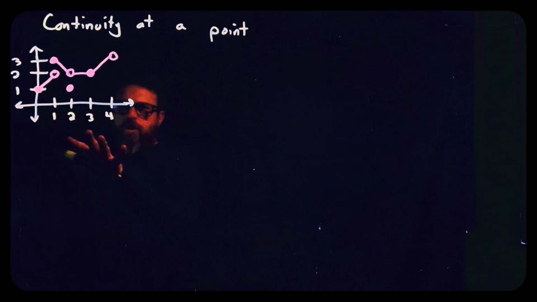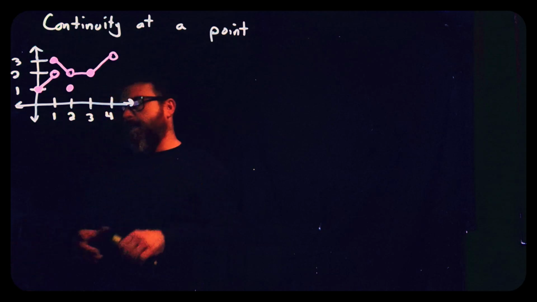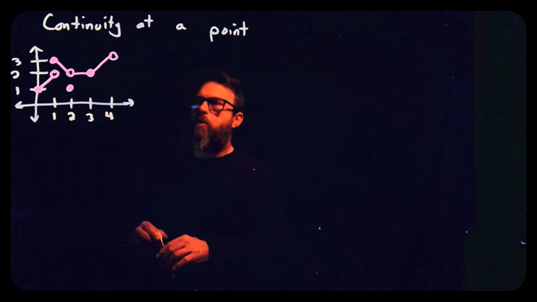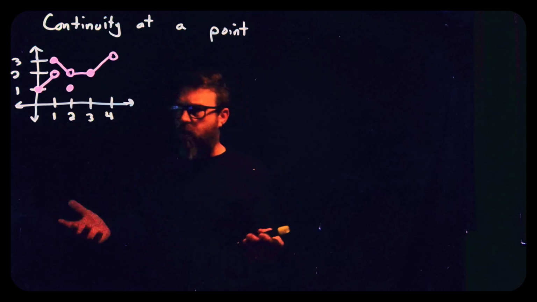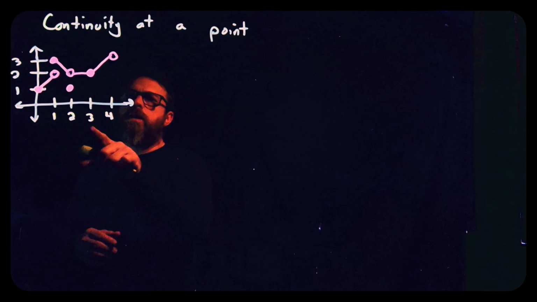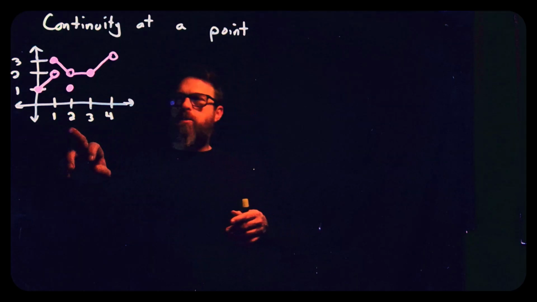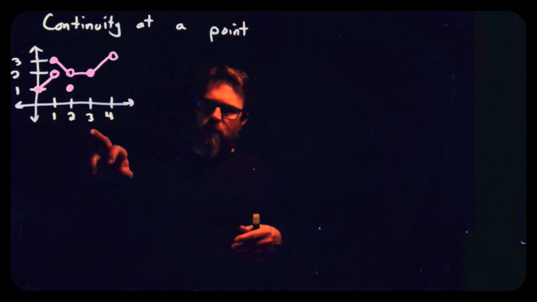So what I've done is I've given us a graph, and I really just want to know where this is discontinuous. That is the most important part. I'm going to look at interior points first, just the integer values 1, 2, and 3. I want to know, is the function continuous at 1? Is the function continuous at 2? Is the function continuous at 3?